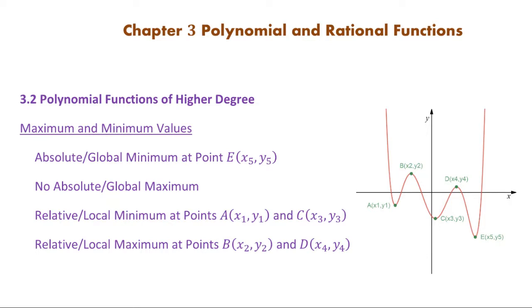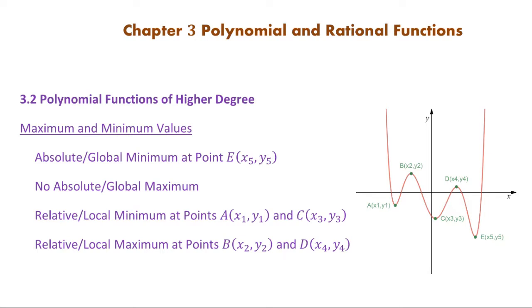That's the highest or lowest point on the whole curve. So if you look at the curve on the right, there is indeed a lowest point on the whole curve. That's E with x5, y5 as the coordinates. So there is an absolute or global minimum for this polynomial or curve. And there's no absolute or global maximum because this curve goes up on both ways, without bound.